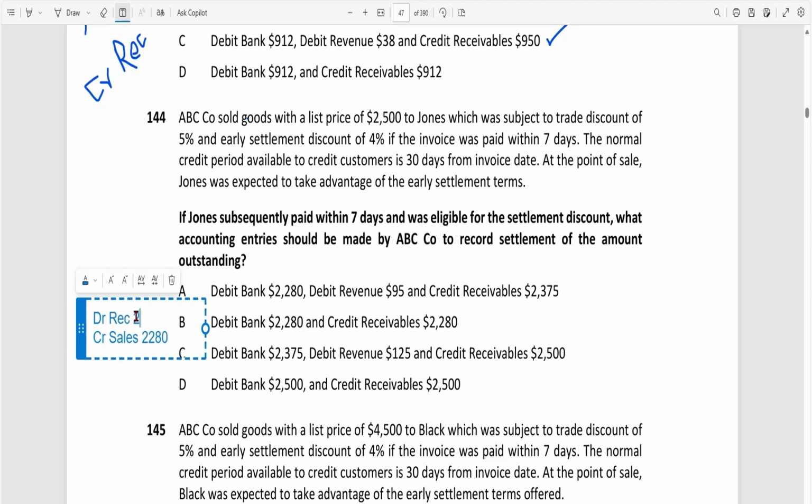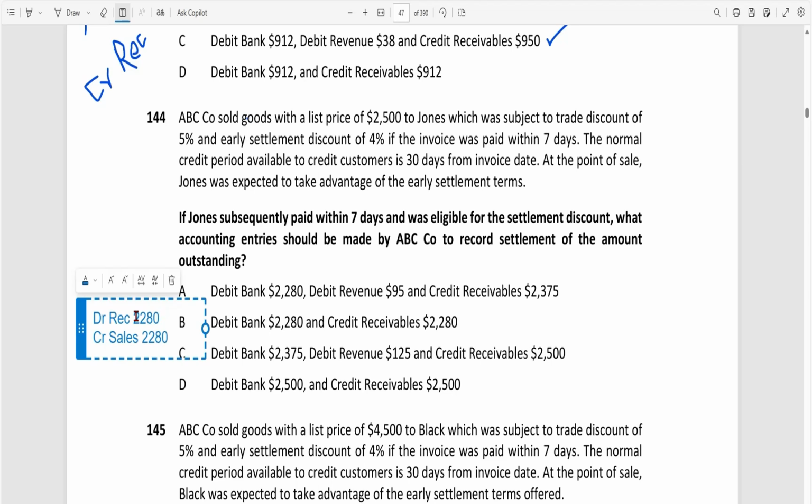And why did we do so? Because the customer was sure that they will pay within the 7 days. In the earlier case, the customer was not sure. That's why we did not take the early settlement discount into consideration while calculating the final amount. But this time we will take it into consideration. Why? Because Jones is expected to pay the amount within the 7 days.